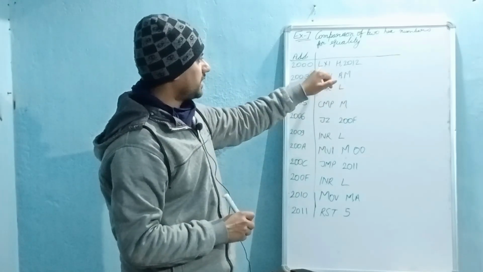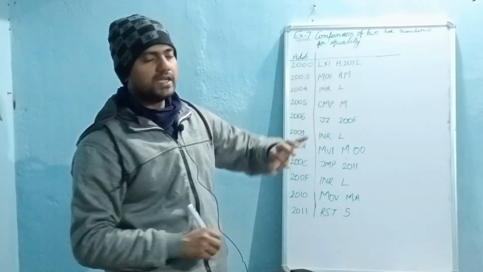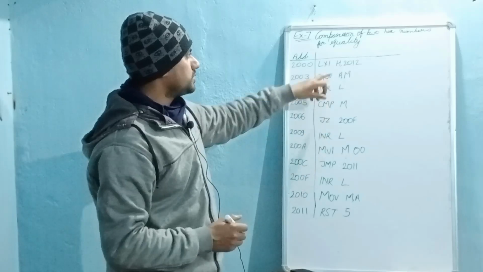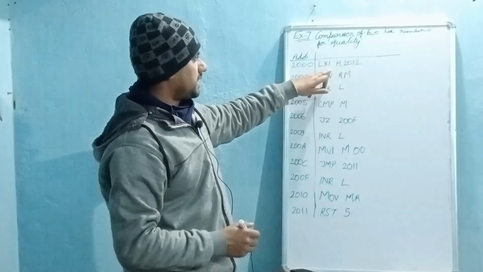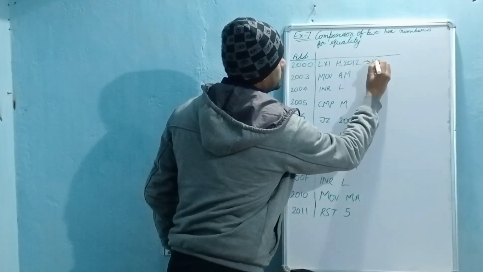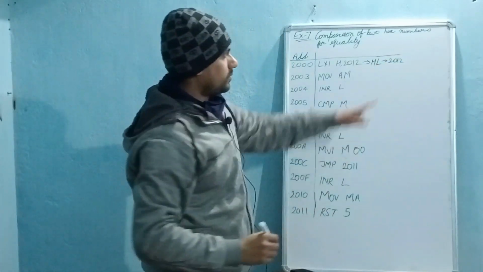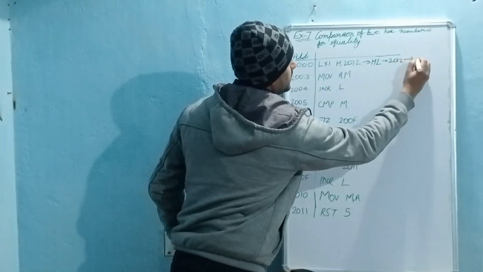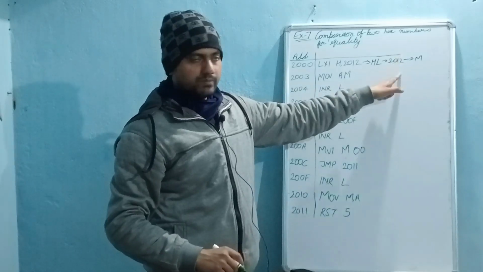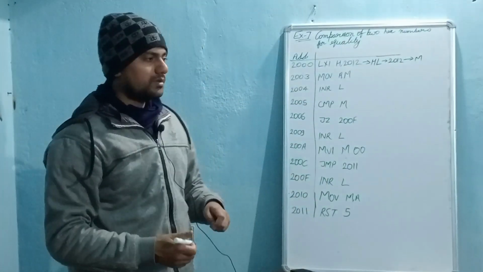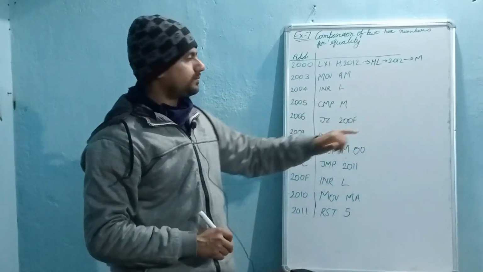Now, for comparison of two hex numbers, the first instruction given here is LXI H, 2012. It means we are loading 2012 in the HL pair. Whatever is in the HL pair acts as memory, so we can write M. We made this location as memory, and from now onwards, whenever we say memory, it refers to memory location 2012.